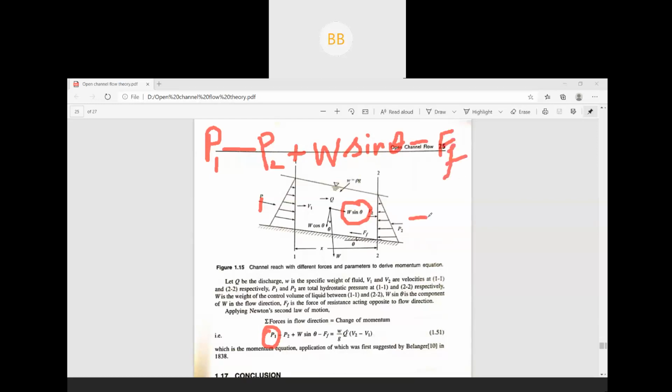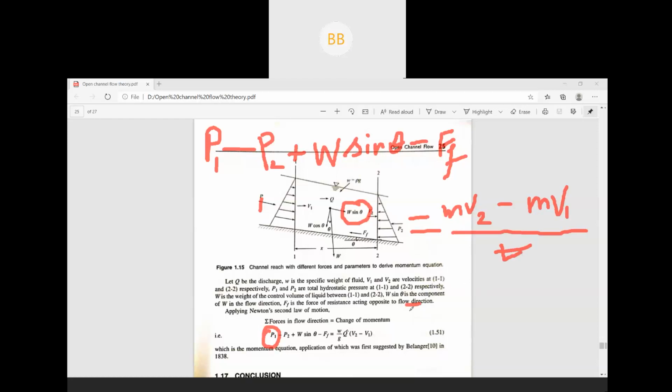is equal to rate of change of momentum. We all know momentum is mass into velocity. So when we are talking about change of momentum, that is final momentum minus initial momentum, or if you say that velocity v2 is greater, then you can write in this way. And we are talking about change of momentum, so it is changing with respect to time. So you can say rate of change of momentum.